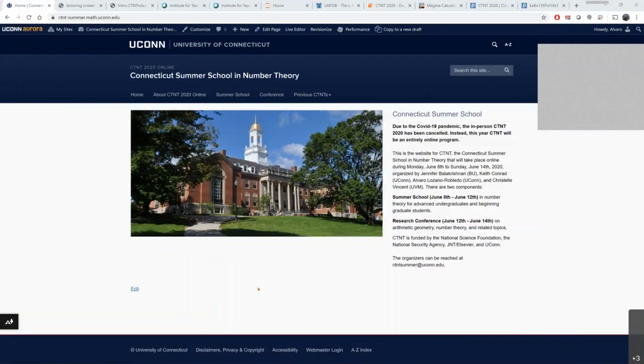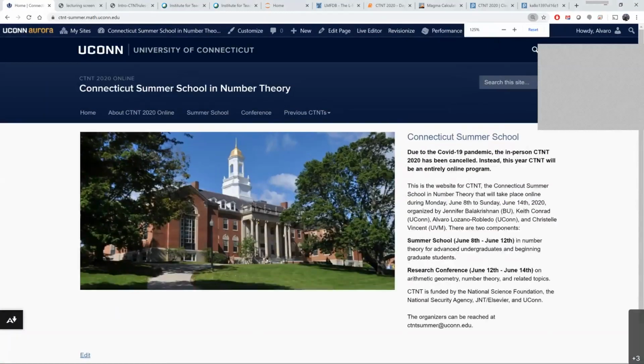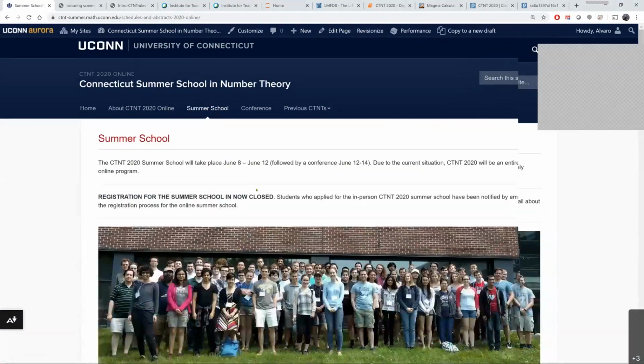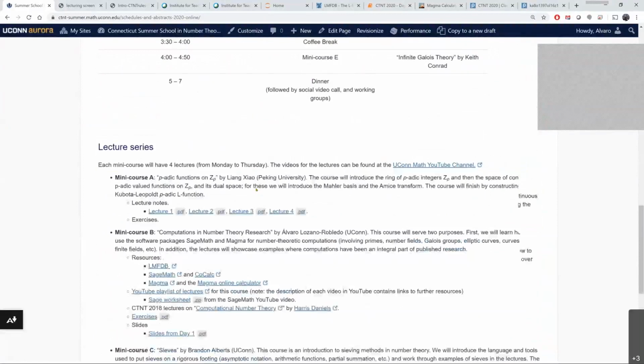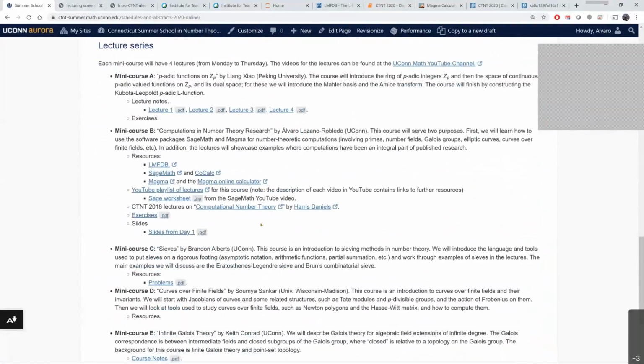The goal of this course, and there is a lot of information already on the website for the summer school. If you go to our summer school page, and go down to the description of my course, at CTNT summer math.uconn.edu, if you go to mini course B, I have a bunch of links there for you to follow and to explore the things I'm going to be exploring. So if you want to open a browser and do those at the same time, then that's great.